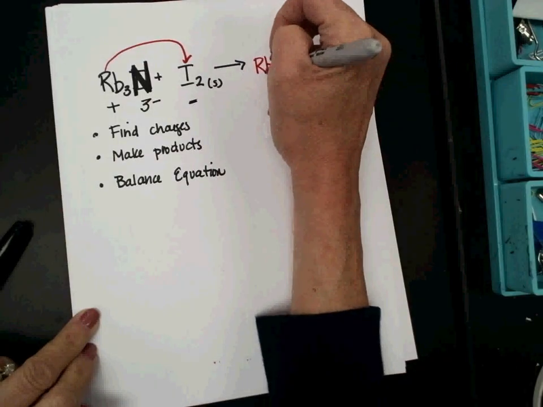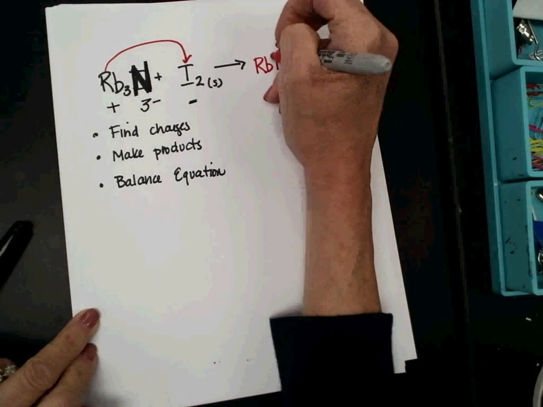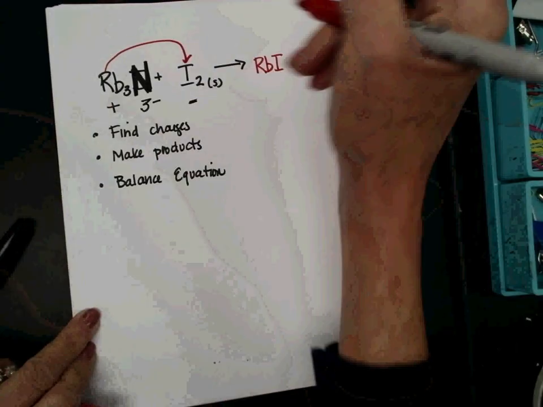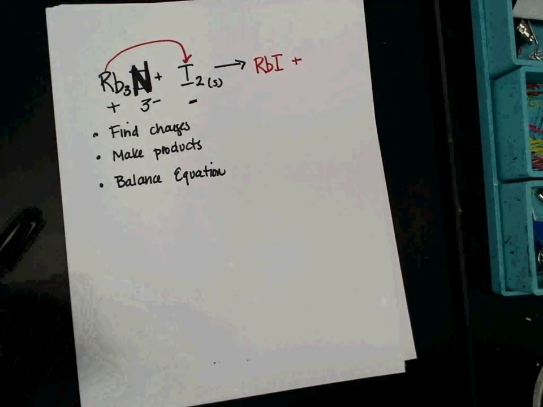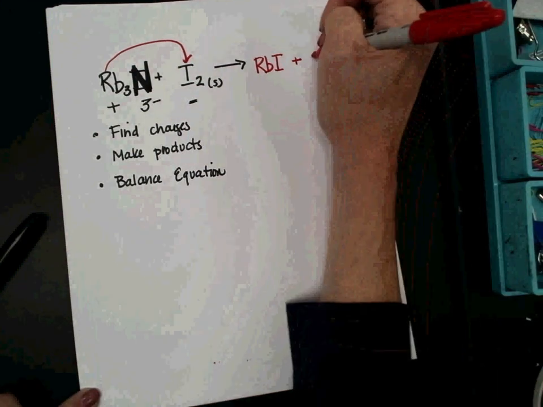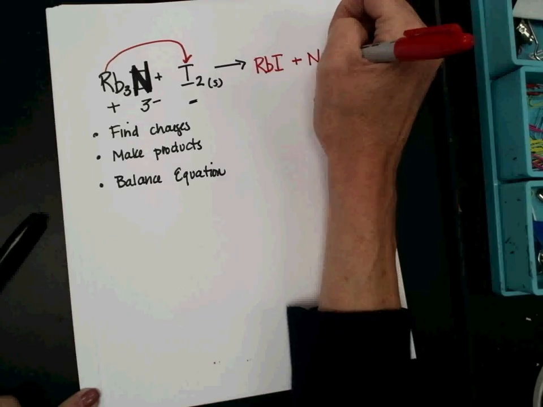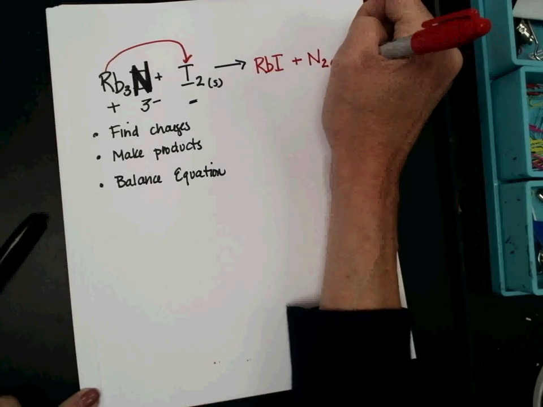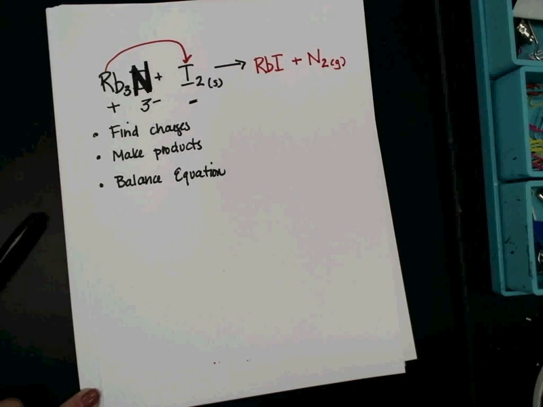Yes, so my Rb is going to come over here. Rb is a 1 plus, I is a 1 minus, so I only need one of each. Plus, what do I have left? Nitrogen. How do I have to write nitrogen? Has to have a 2 because it's a diatomic molecule. Now, is that balanced? I think it's not balanced. Balance it.